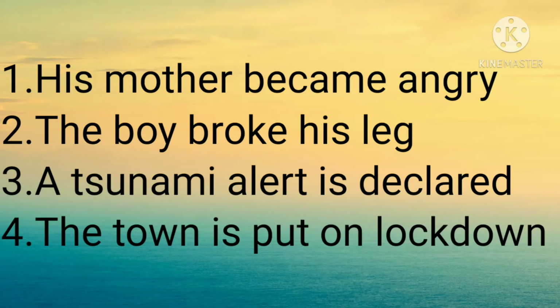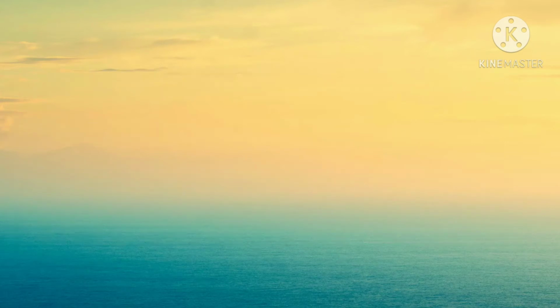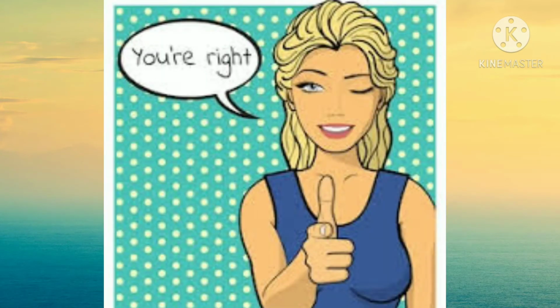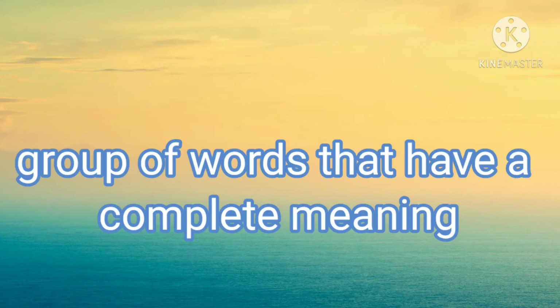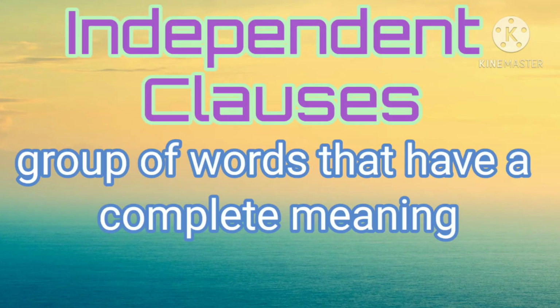Now, let us examine the groups of words that represent the effect. Do this group of words have a complete meaning? Can they stand as a sentence on their own even without the clauses added to them? If your answer is yes, then you are right. These groups of words that have a complete meaning are called independent clauses.